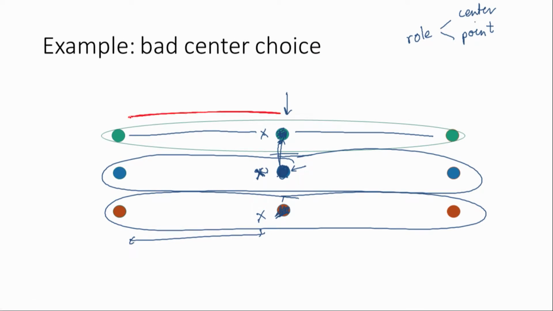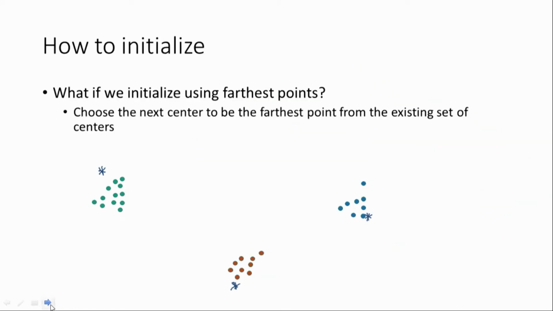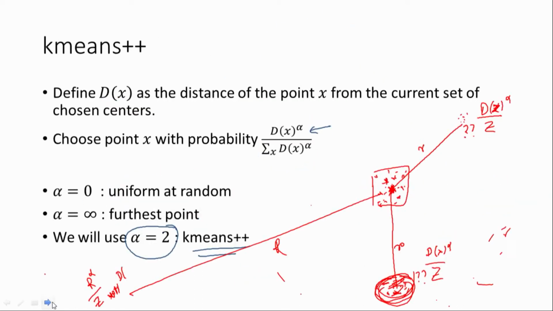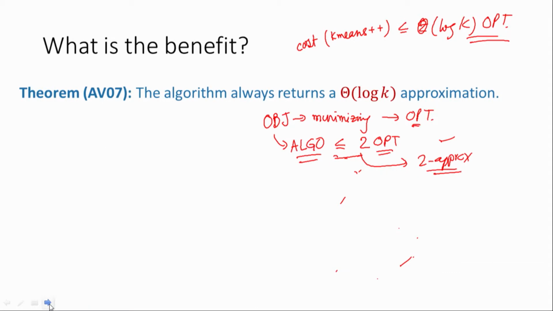If this distance is much smaller with respect to this distance, then the solution that we get is way, way, way worse than the optimal. So we completely go around that and say that, okay, this is like a worst case example.